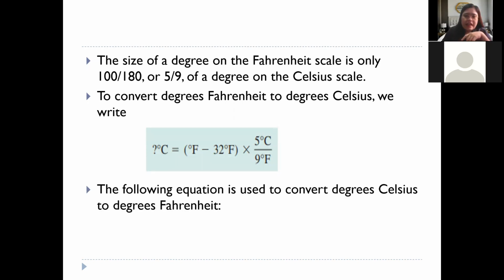Okay? Now, if we want to convert Celsius to Fahrenheit, we just reverse it. We have degrees Fahrenheit is equal to 9 over 5 times degrees Celsius plus 32.